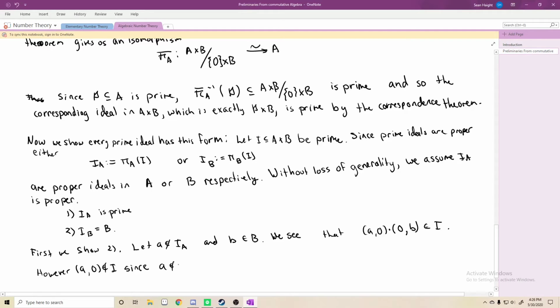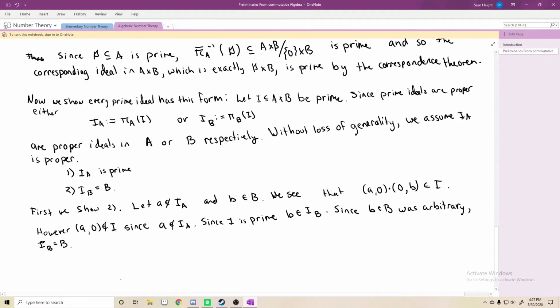Since A is not in I sub A, which is basically the set of all the first coordinates of elements of I. Okay, since I is prime, (0, B) is necessarily in I. This element (0, B) is in I, therefore B is one of the second coordinates of an element in I. Since B was arbitrary, this necessarily implies that I sub B equals B. Okay, so there's 2.